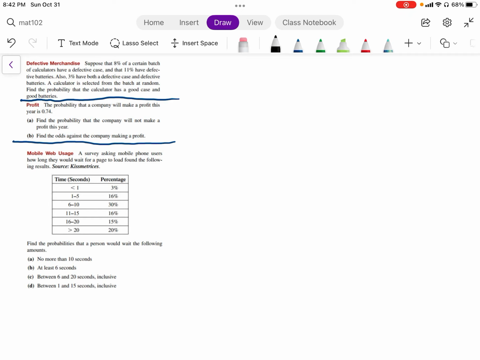So this first one, we have 8% of a certain batch of calculators have a defective case, 11% have defective batteries, 3% have defective case and batteries. We select a calculator at random, find the probability that a calculator has a good case and good batteries. All right, kind of a lot going on.